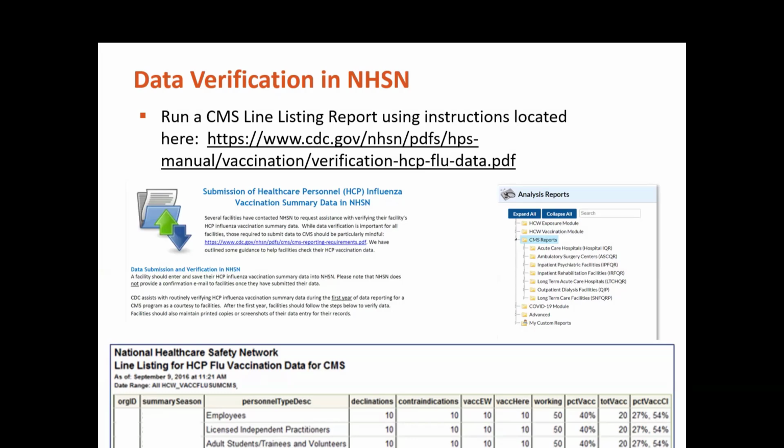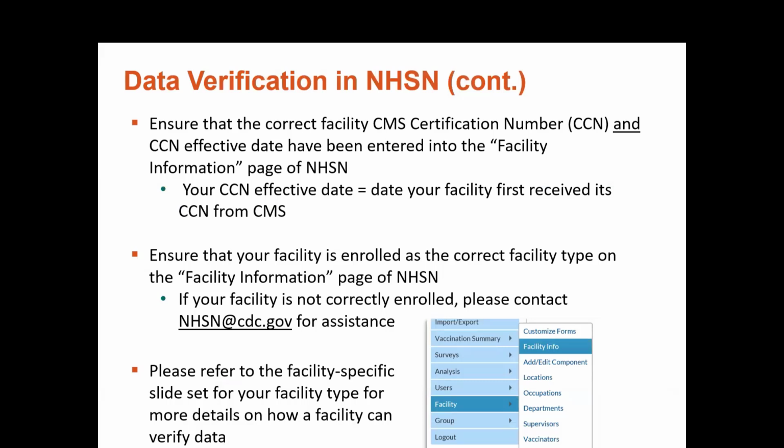facility type. In addition to running the CMS line listing described on the previous slides, facilities can confirm two other pieces of information within NHSN to ensure their data will be shared with CMS appropriately. Both of these pieces of information can be confirmed on the facility information screen within NHSN. To get to the facility information screen, click on Facility, then Facility Info on the left-hand navigation bar.